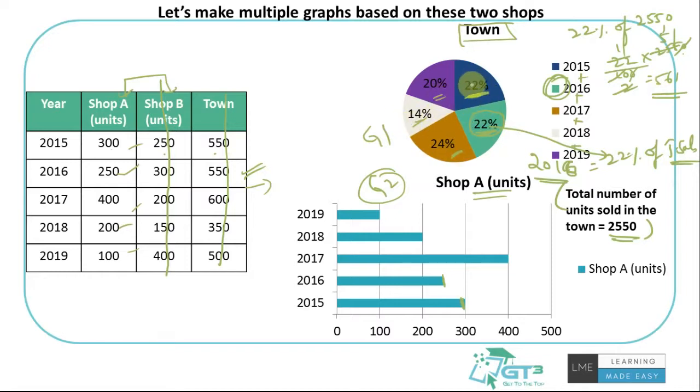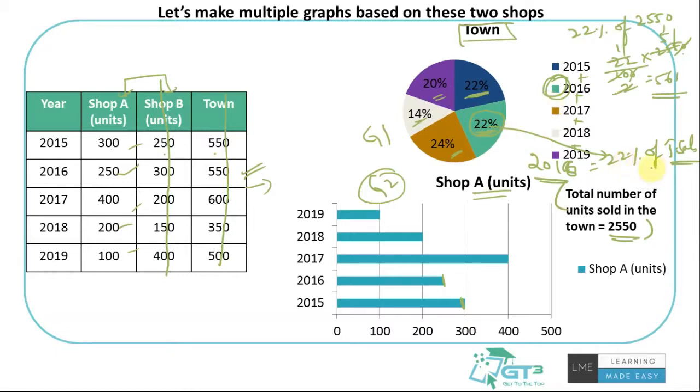If I add up, you see 22 plus 22 plus 24 is 68, plus 14 is 82, plus 20 is 102. The whole thing is coming as 102%, right? That's because the values are approximated while this graph was constructed. You won't see that happening in the actual question, so don't worry. I'm just showing you, but that is how you do it.